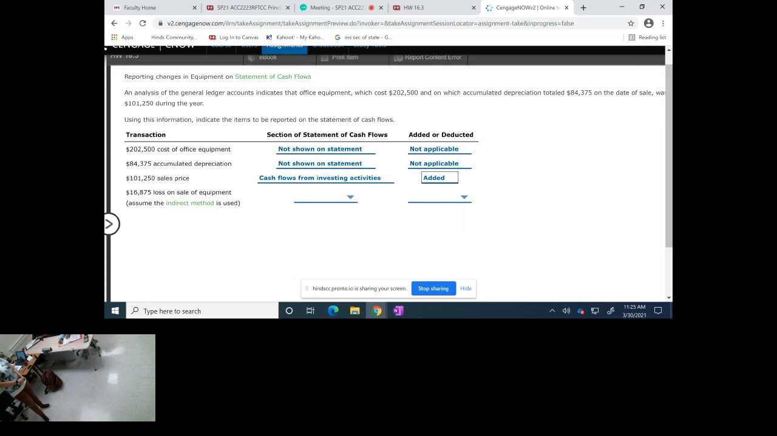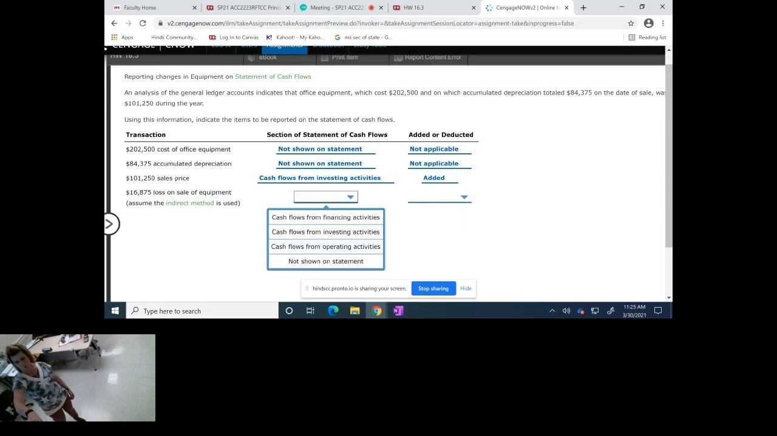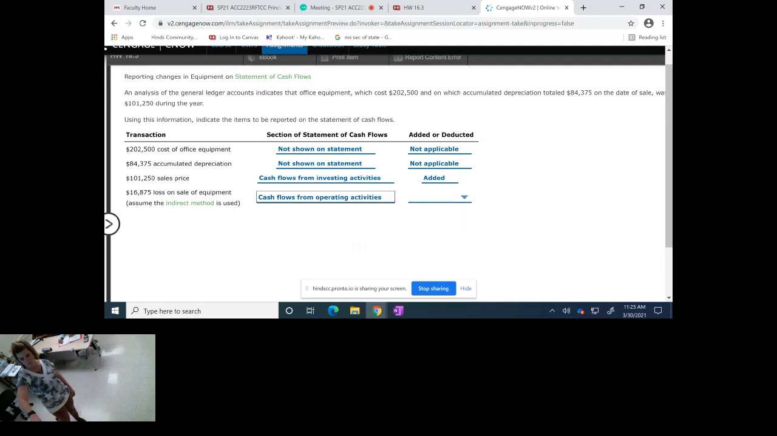All right, so you also have a loss on the sale of the equipment. So they ended up selling it for less than the book value. So that loss is going to show up on your income statement as a subtraction, like an expense would. So where do you report gains and losses from sales of assets? Operating. That goes in operating. It's added as well. It doesn't have used for, so that's the only one we got. And it is added as well because it's not a true cash outlay. It's just a loss, okay?